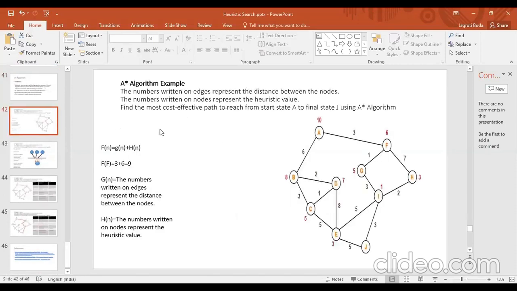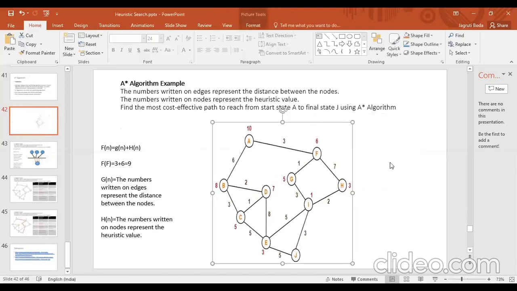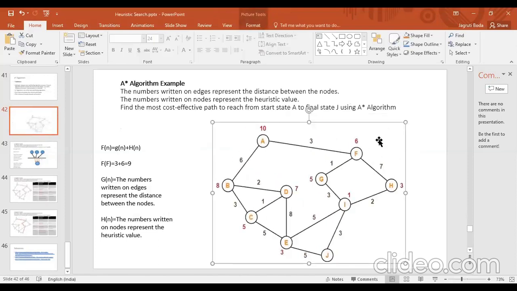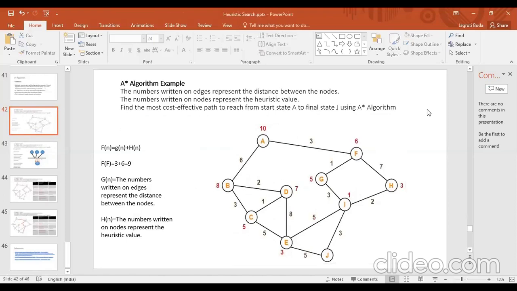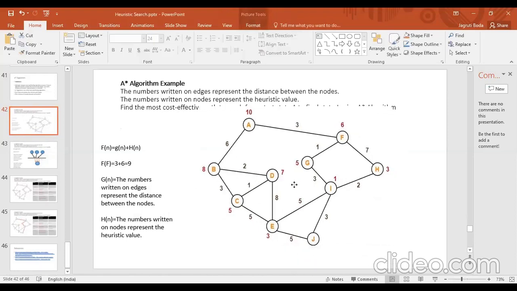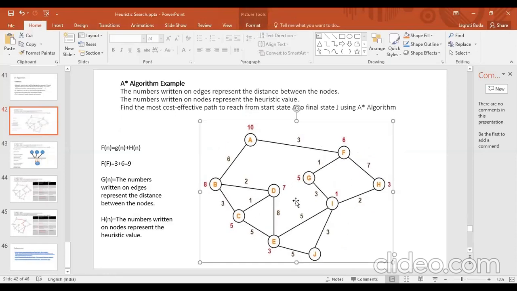Okay, all are visible this graph? Yes, ma'am. So what is the problem? First of all, we have to solve this problem using A-star algorithm. Our initial or starting node is A and we have to reach the goal state that is J. Okay, so here we use the function that is f of n is equal to g of n plus h of n. Here the number written on the edge represents the distance between the nodes.